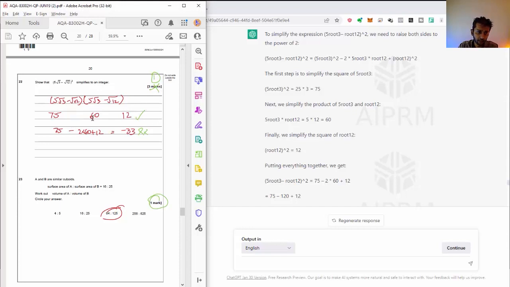And then we had to do 75, take away 60, plus 12. For some reason it's done 75 take away 2 lots of 60 plus 12, which meant that the final answer was wrong. So only 1 out of 3 on that one.